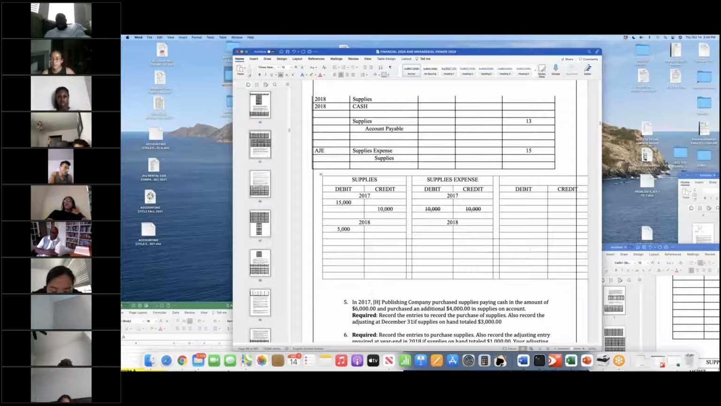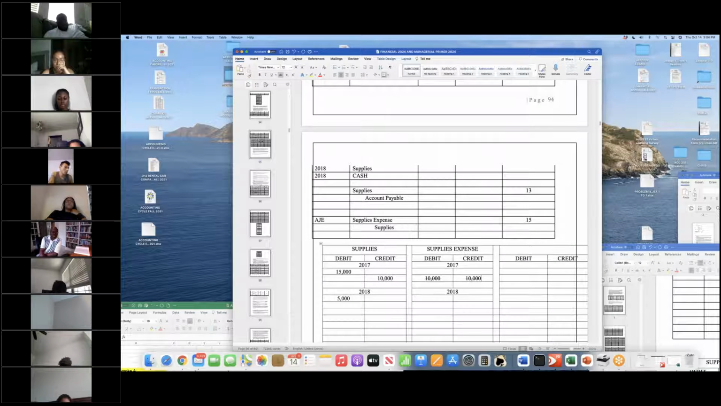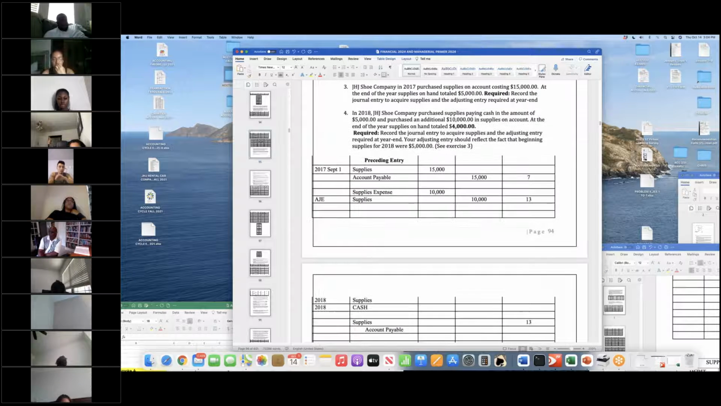The amount that you have in your bank on December 31st of 2021 will be the amount on January 1st of 2022. It carries over. So does everyone see how the 5,000 is carrying over to 2018? Yes. Okay. Let's look at our transactions for 2018.